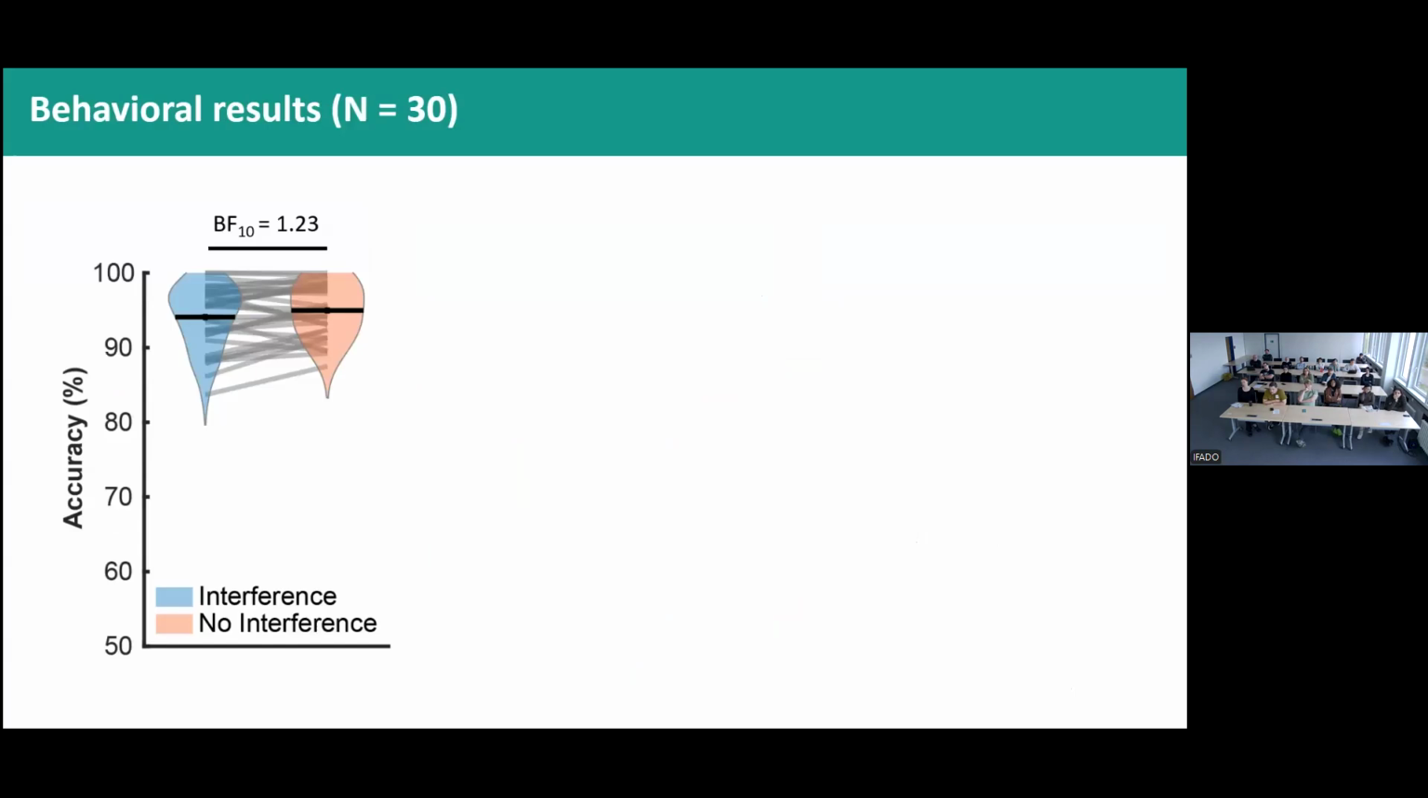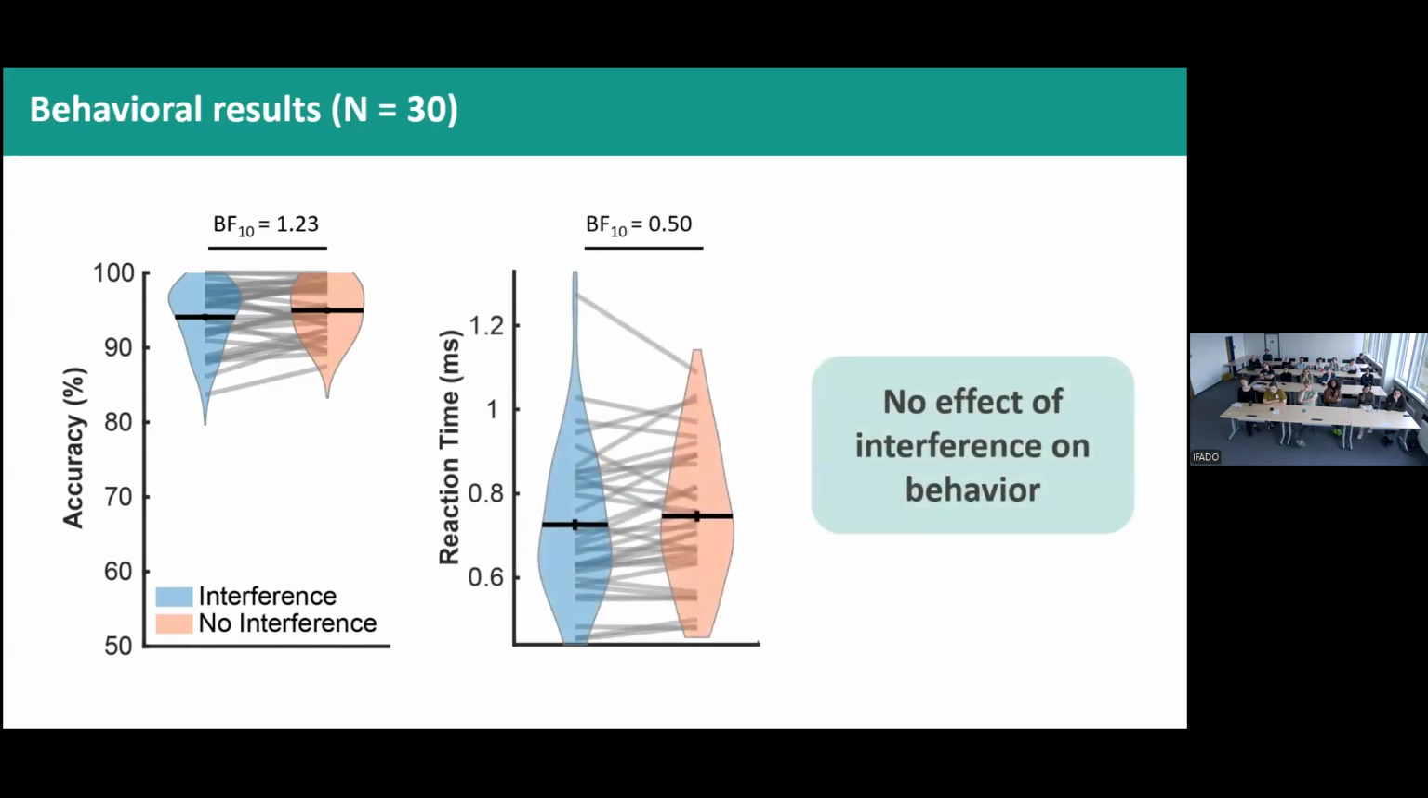Here are the behavioral results. The accuracy was again quite high and did not differ between interference and no interference conditions. The reaction time also didn't differ between interference and no interference conditions. So we had no effect of interference on behavior. We couldn't have a strong enough interference, which is a huge weakness, which we will eliminate in a follow-up experiment.